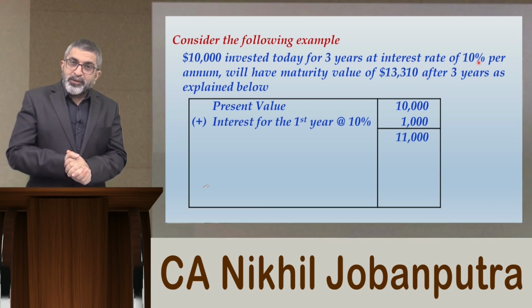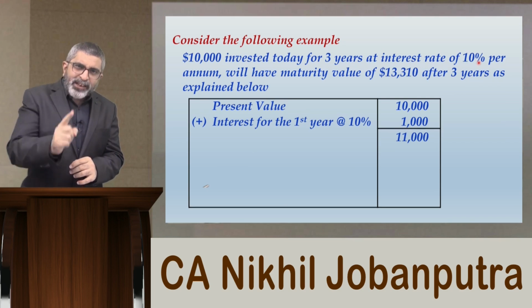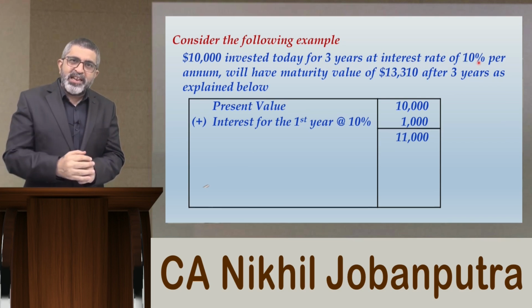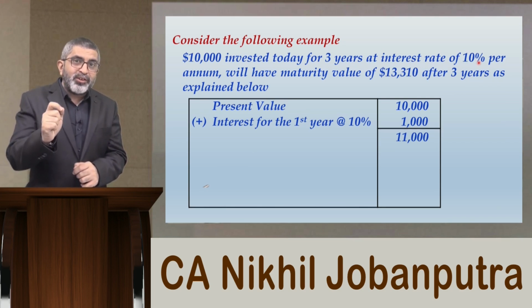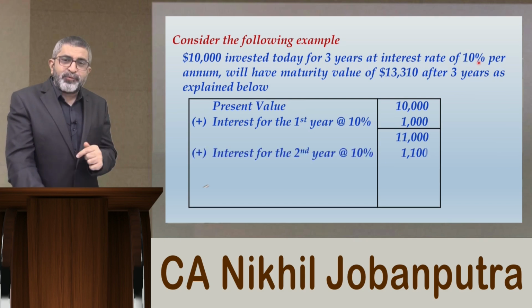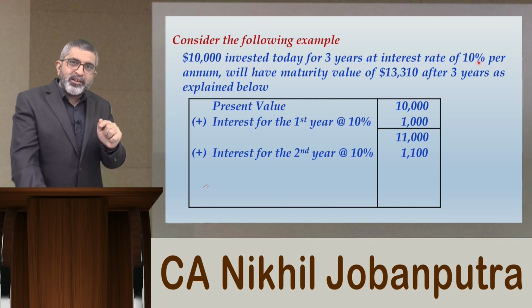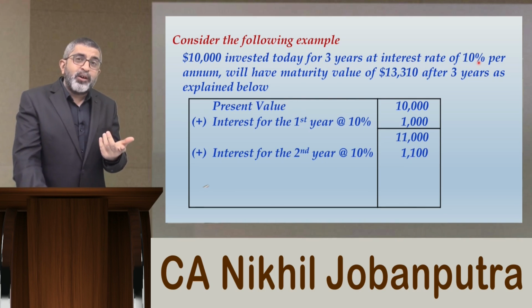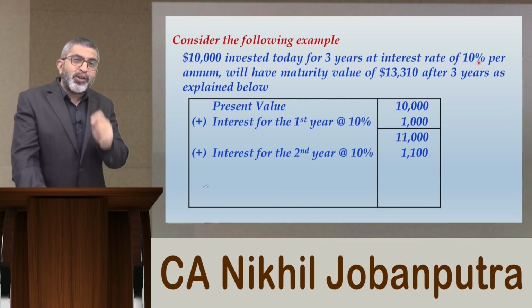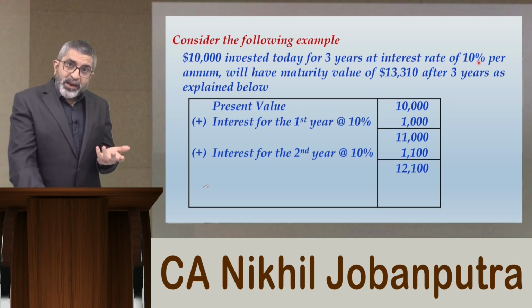Now in the second year you will again earn interest, and that too at 10% only, but now it will be 10% of $11,000, correct? So adding interest for the second year at 10%, 10% of 11,000 would become $1,100 as interest for the second year. The cumulative value by the end of the second year comes to $12,100.